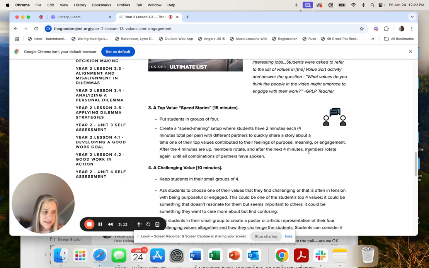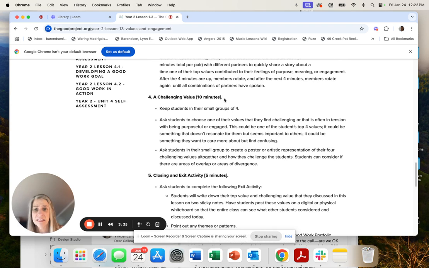So they've just done the value sort. They've realized that curiosity is something that's incredibly important to them, and they're going to talk about a time in 2 minutes where curiosity was really important to how I was engaged. So I'm going to tell a story about that, and then I'm going to switch. And if there are 4 different people in a group, we will move around. It'll be 3 different pairings.